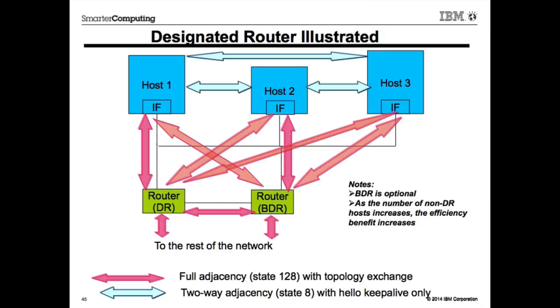Now you might look at this and say, so big deal. I only avoided 3 adjacencies and I've got about 8 or 9 full adjacencies. But as the number of hosts on the network increases, the more efficient this gets. Because if there were 6 blue hosts on this network, there would be a lot more two-way adjacencies than full adjacencies, and you're saving processing on the hosts.